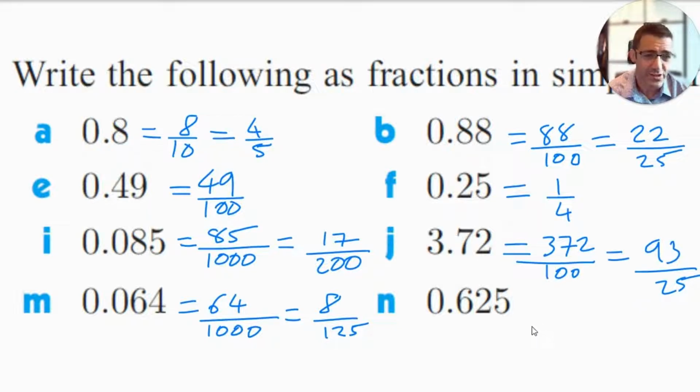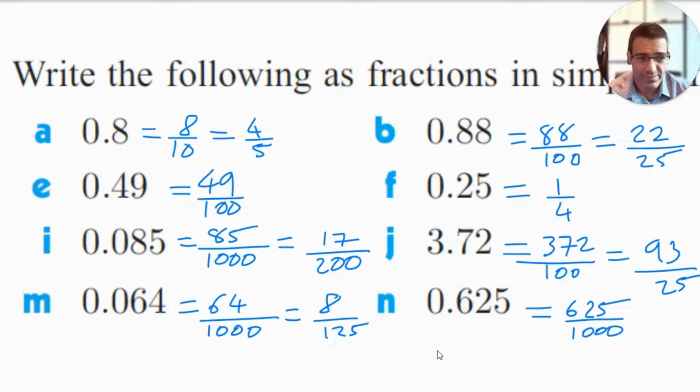Now, 93 is divisible by 3, for sure. It's 31 times 3, and 31 is prime. 25 is 5 times 5. So there's no common factors between 93 and 25 here. Okay, good. Now I can do 0.625, which is in the thousandths. So this is what I'm going to do. I'm going to do 625 over 1,000.